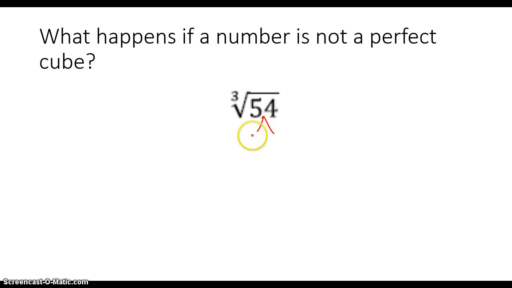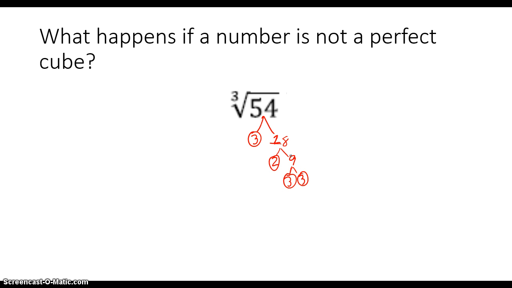But I'm going to do the prime factorization again. And 3 goes into 54 18 times. And 18 is 2 times 9. And 9 is 3 times 3.